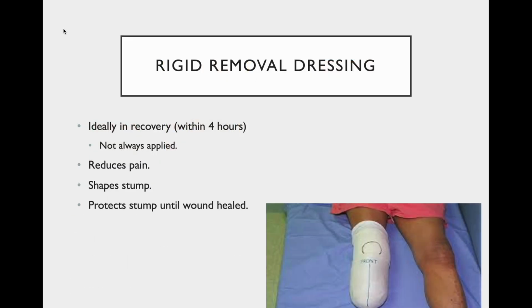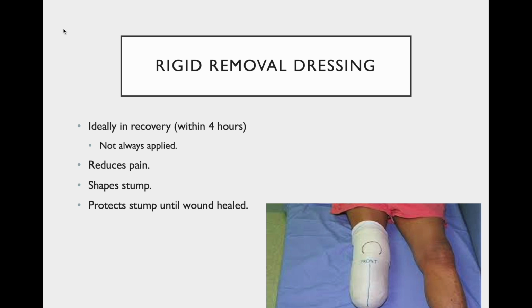Here's a rigid removable dressing. It's also known as the RRD. Ideally, it is applied in recovery or within 4 hours of the amputation. Unfortunately, it is not always achieved because it needs to be applied by our prosthetist, and sometimes the amputations occur after hours when there's no prosthetist available.